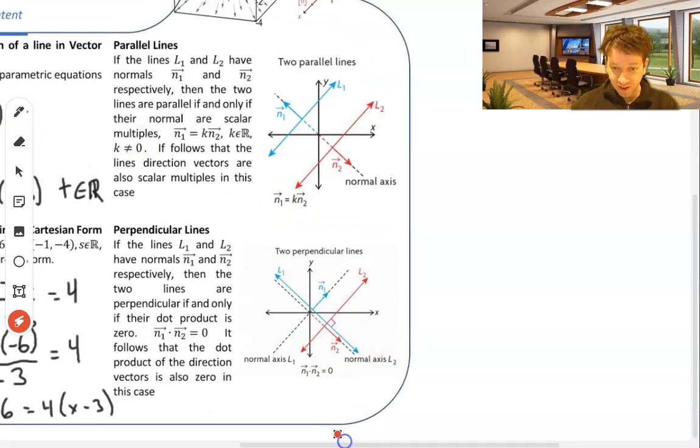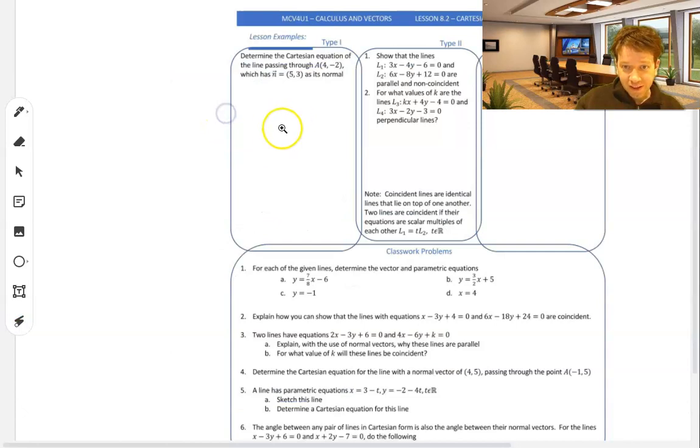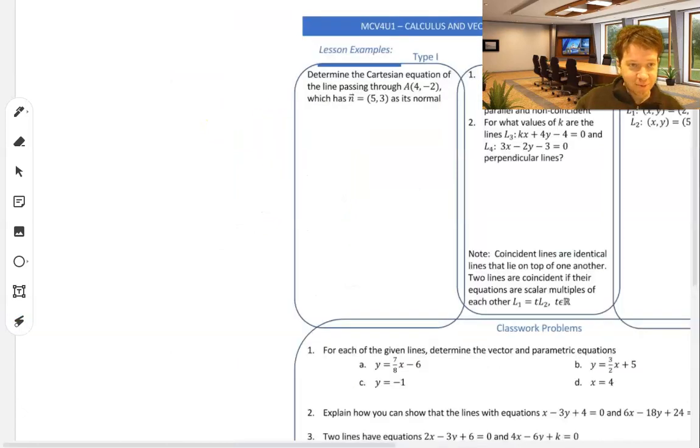Similarly, if our two lines are perpendicular, then their normal vectors are also perpendicular, and hence their dot product will be 0. And we're going to use this in some of the example questions on the next page. All right, let's start with the first example. There's actually two different methods we can use that I'll show you to do this question.